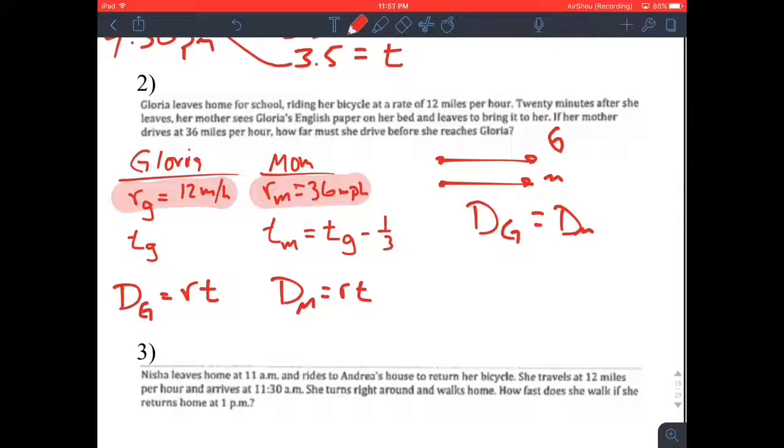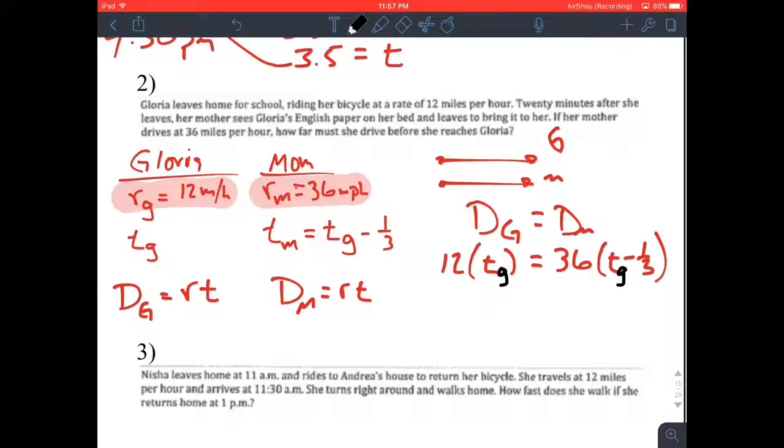The distance of Gloria, her rate was 12. Her time, let's just leave it as a t. And then the rate of the mom is 36. And the time is t of g minus 1/3. We're just using t. Well, I'll tell you what, let's get nuts here. Let's do t of g. So when we're done, we know this is the time of Gloria.